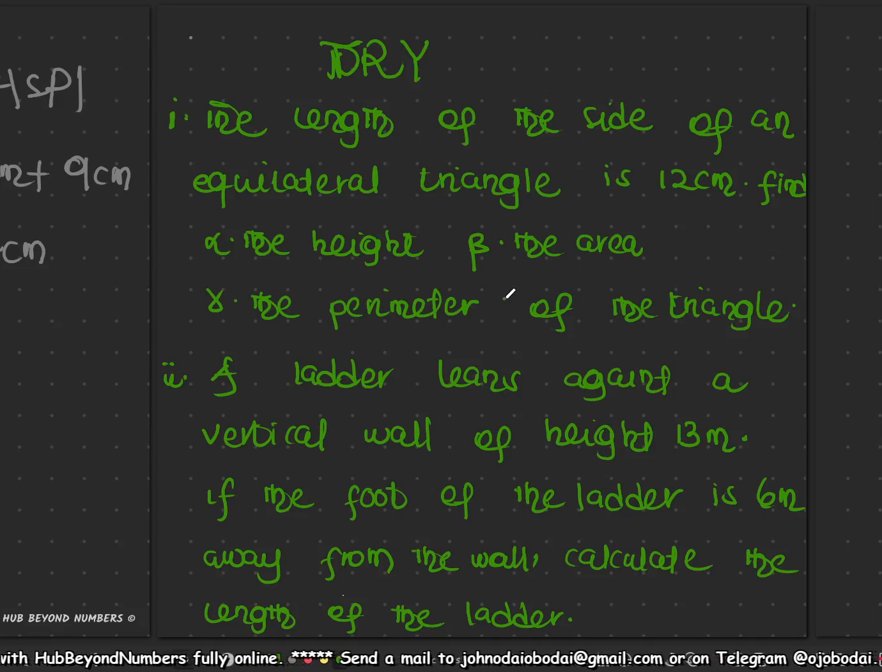I'll write out some questions you can try on your own, to test your understanding. The length of a side of an equilateral triangle is 12 centimeters. You have to find the height, the area, and the perimeter of the triangle. The second one says, a ladder leans against a vertical wall of height 13 meters. If the foot of the ladder is 6 meters away from the wall, you have to calculate the length of the ladder.